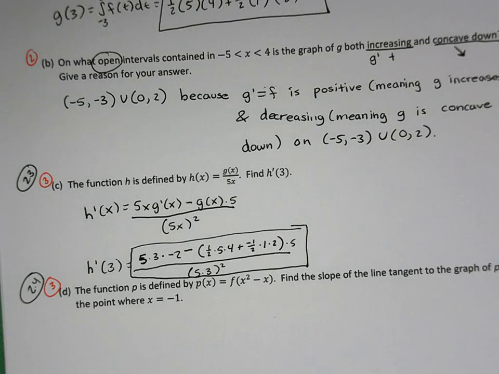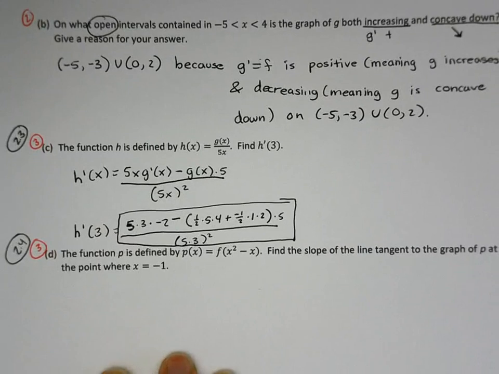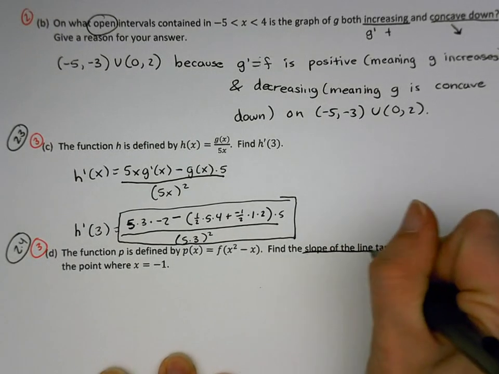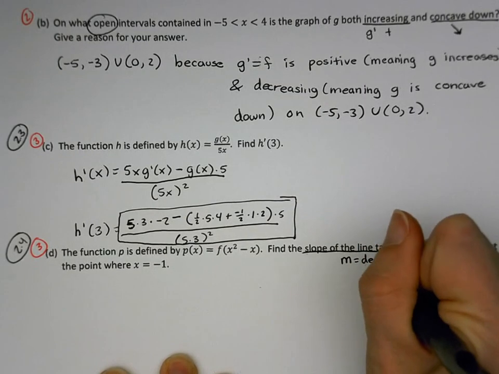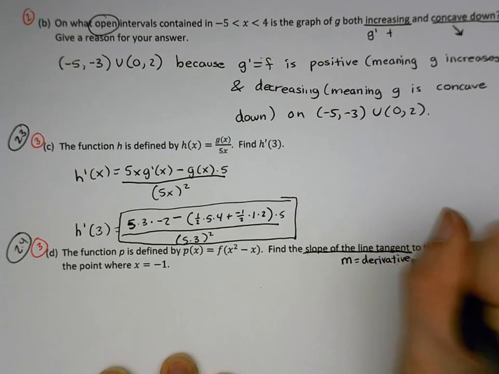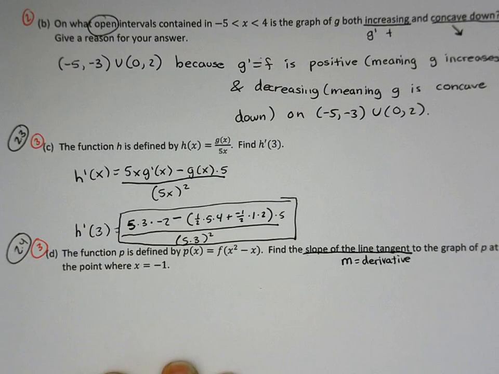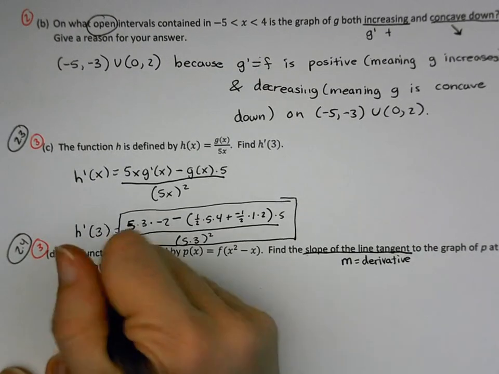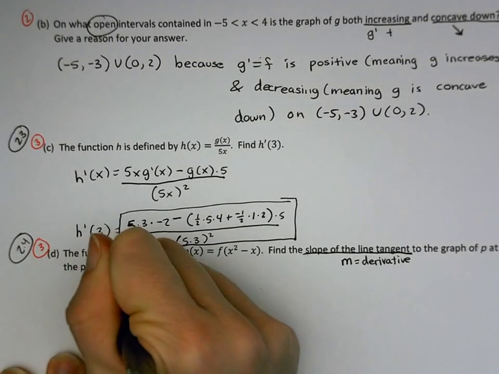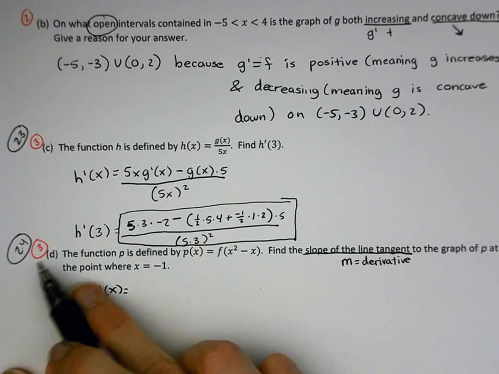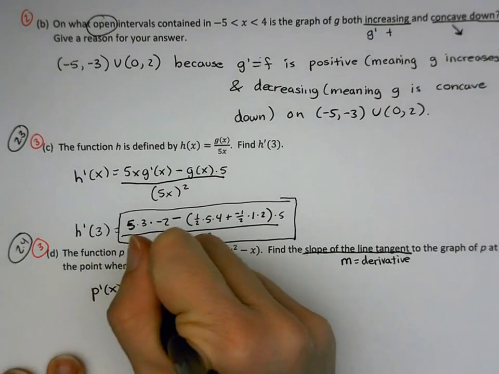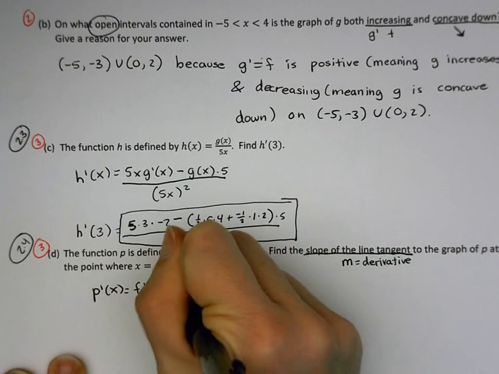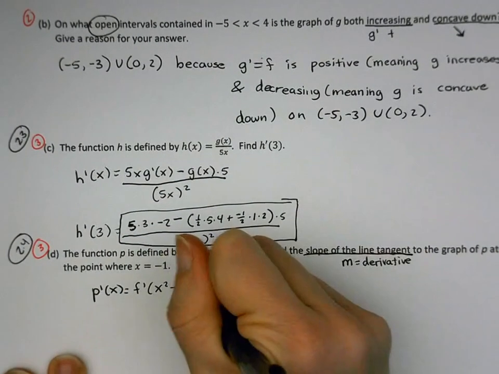And then D, 3 more points. 2 more points come from taking the derivative because we again have this slope of the line tangent, which is m or derivative. Remember that is what a derivative is. It is slope. To the graph of p at negative 1. So we need to take the derivative of p. This one comes out of 2.4. It is chain rule. Okay, so derivative of the outside would be f prime. Leave the guts alone. Times the derivative of the guts, which is 2x minus 1.